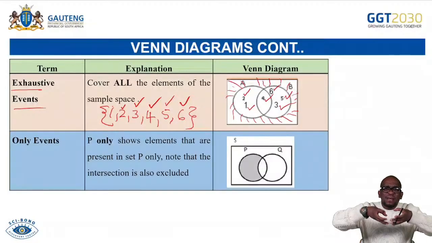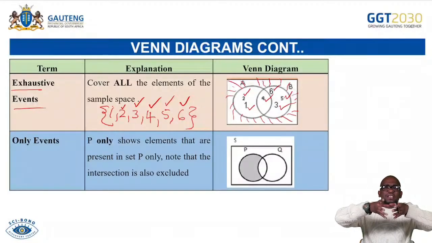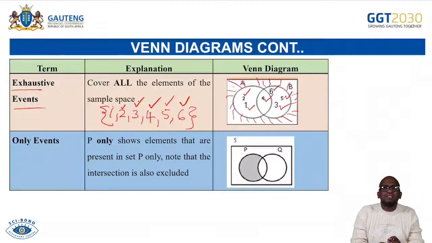Because all the elements that are in the sample space are elements that are in the events A and B. There are no elements that are outside. So the events A and B exhaust the sample space, all right?